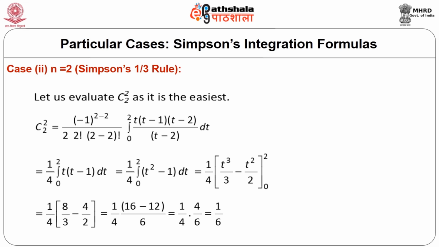And integral 0 to 2, numerator has all the products (t minus 1) ... (t minus n). So I get t into (t minus 1) into (t minus 2) upon (t minus i), that is (t minus 2) dt. So outside the integral it becomes 1 by 4, and integral 0 to 2 of (t minus 1) dt. And that is 1 by 4 into (t cube by 3 minus t square by 2). Limits of the integration are 0 to 1.